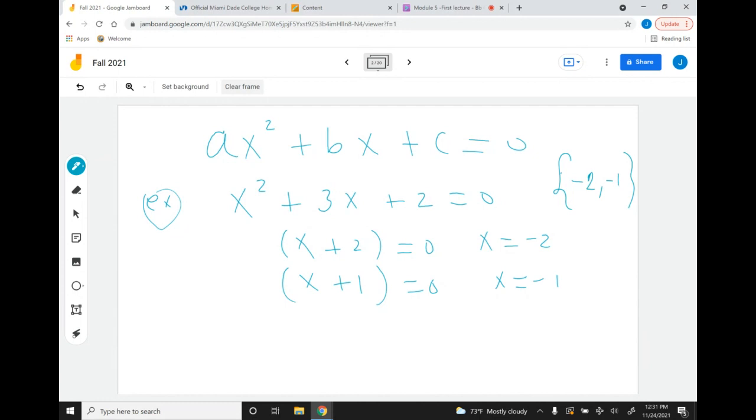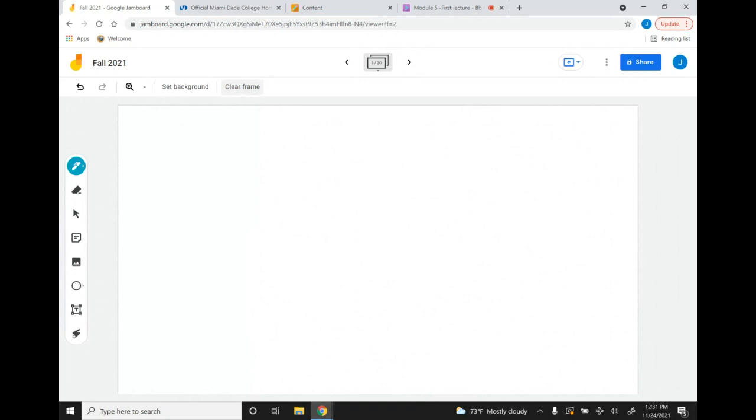Now, what happens when we cannot factor an equation like that? What do we do? That's what I'm going to teach you next. What do we do when we cannot factor a quadratic equation like that? This is what we call the quadratic formula.